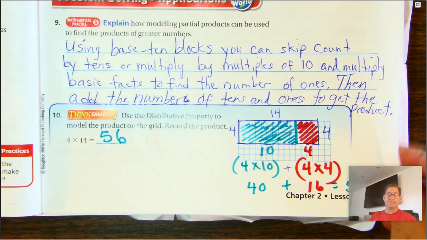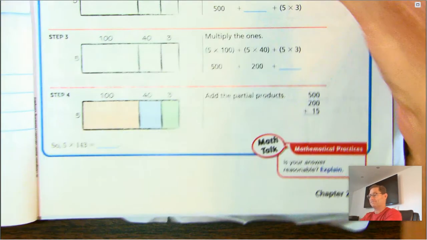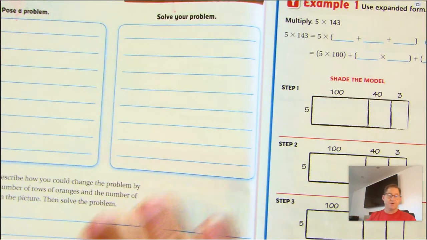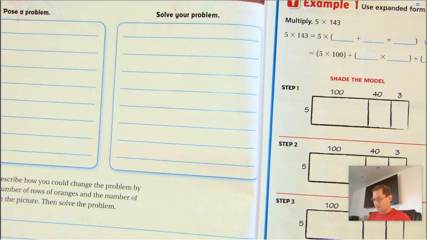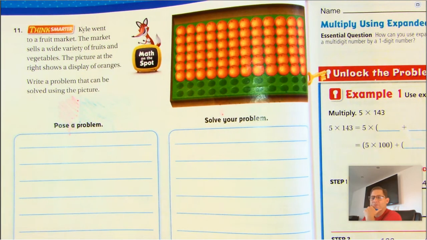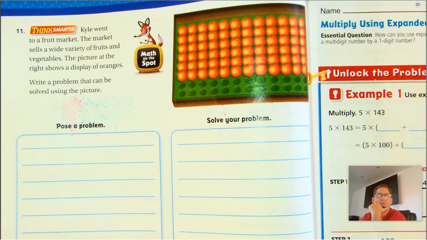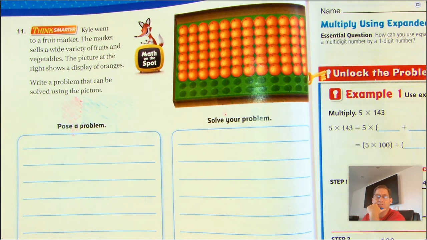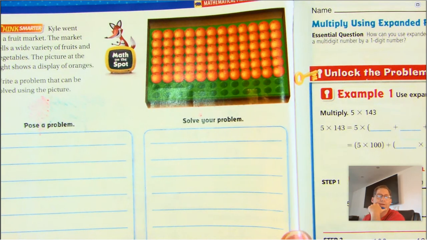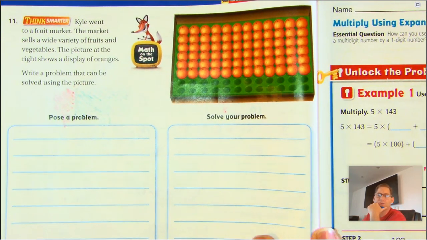All right, page 66, number 11. Kyle went to a fruit market. The market sells a variety of fruits and vegetables. The picture at the right shows a display of oranges. All right. Write a problem that can be solved using the picture.